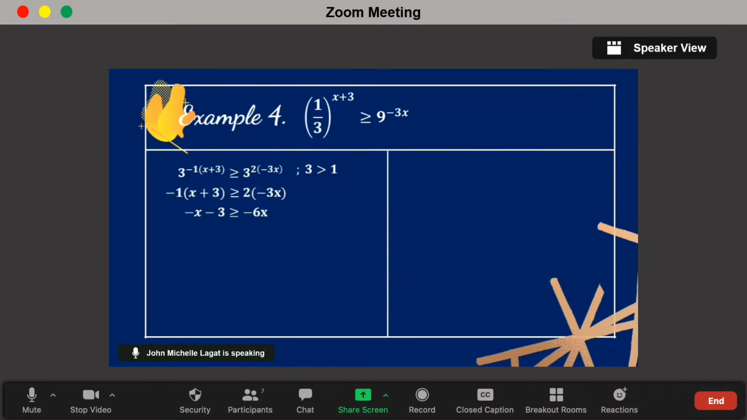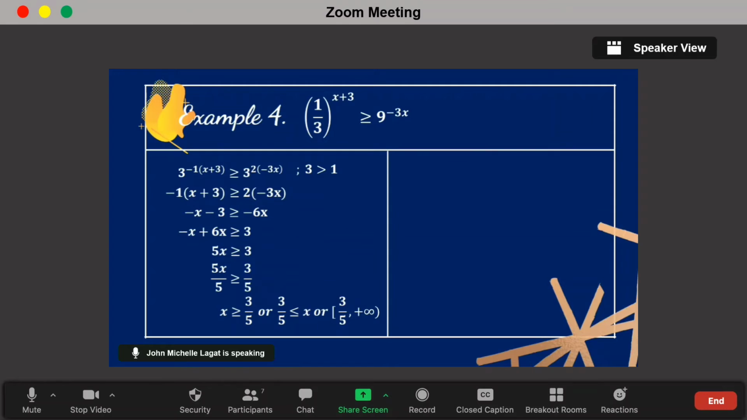Next thing we're going to do is to isolate the variable by transposing the constant 3 to the other side and negative 6x on the other, instead of just transposing negative x. We do this so that our variable will remain positive and to make solving for its value easier. Now that we have isolated our variable, we can proceed to solving. Negative x plus 6x is equal to 5x. Dividing both sides by 5 to get the value of x, we then get 3/5.